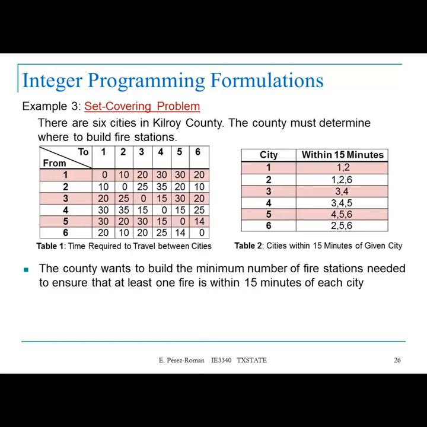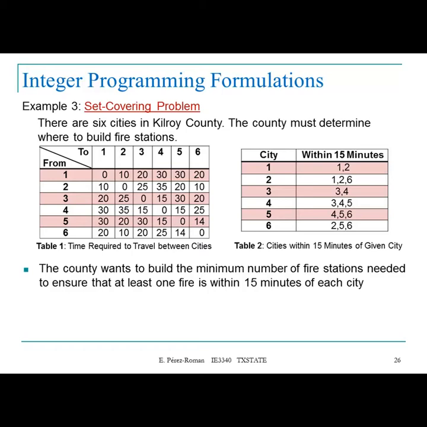the cities within 15 minutes of a given city, so you can use this information to basically map which cities are within the 15-minute radius of each city. So if you go here, city number 1, you know city 2 and city 1 are within 15 minutes. If you go to city 2, you have city 1 and city 6 and city 2. So this is what this table is doing. City 3, of course, city 3 and also city 4, which is here, 3 and 4, and so on.